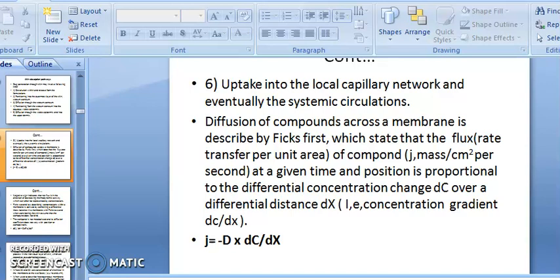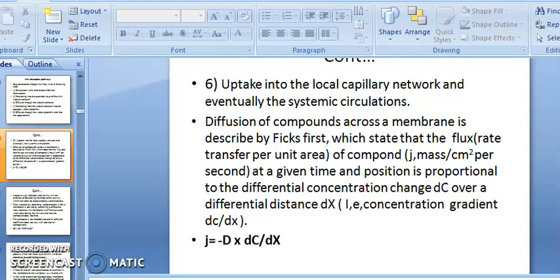The flux at a given time and position is proportional to the differential concentration change dc over the differential distance dx, that is the concentration gradient. The concentration gradient is the difference between the concentration outside the cell and inside the cell for the same molecule. If the molecule has concentration 5 outside and 7 inside, the difference between these is 2, and that is the concentration gradient. Mathematically it is expressed as J is equal to minus D into dc by dx.